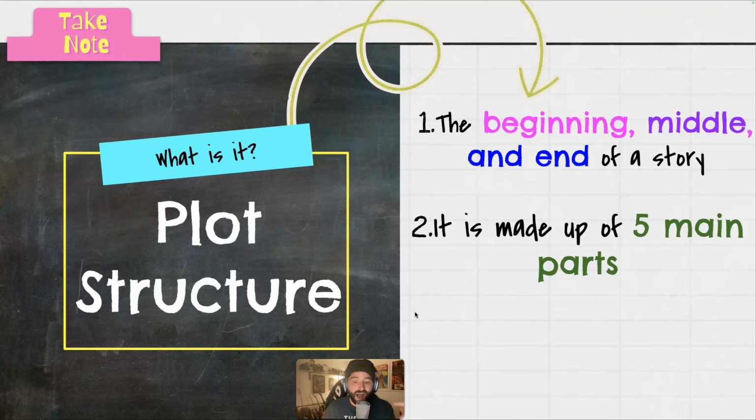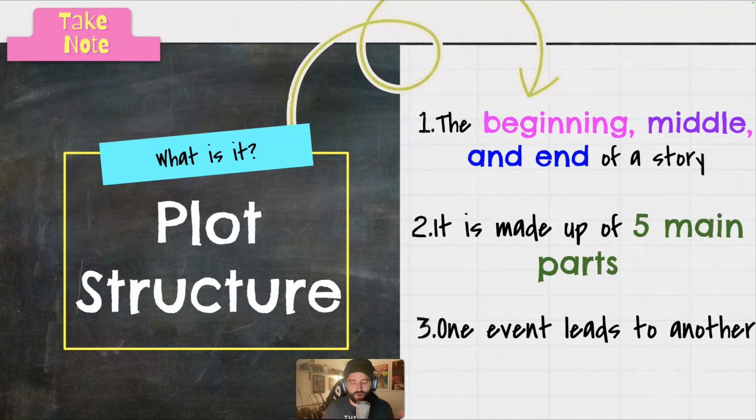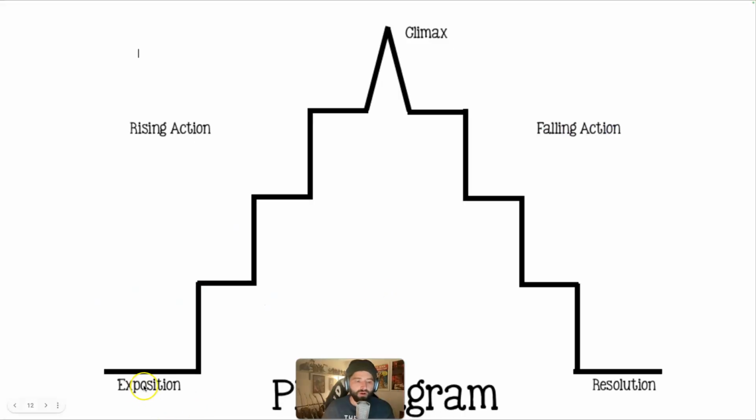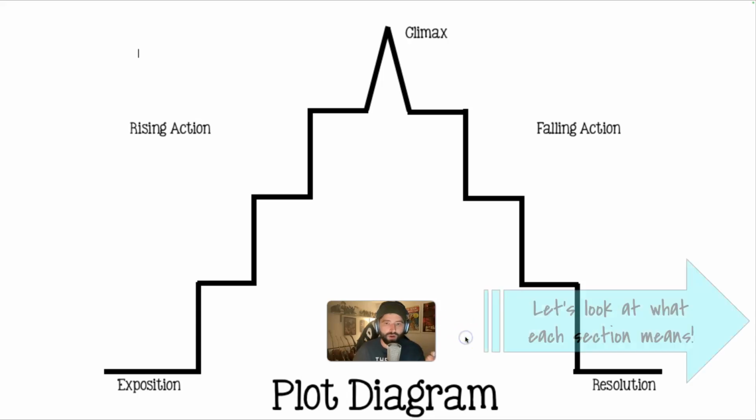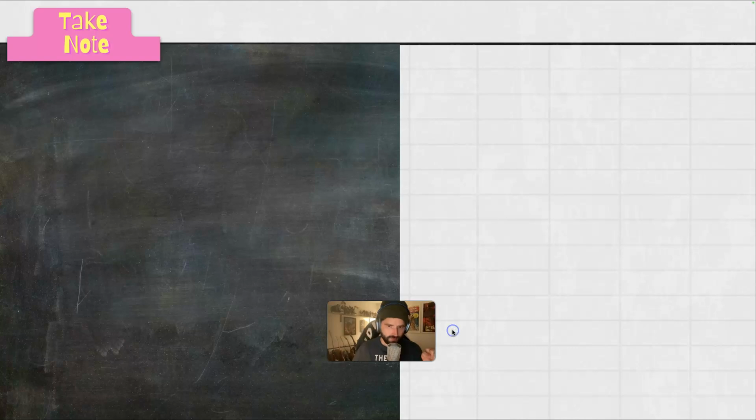Plot is made up of 5 main parts, and we're about to get into those 5 main parts. And one of these events, or one of these parts, must lead into the next event or the next part. It has to happen that way. All right. So looking here, exposition leads into the rising action, leads into the climax, leads into the falling action, leads into the resolution. Those are plot. This is your plot diagram. We're going to be using these here very shortly when we go into practicing plot.